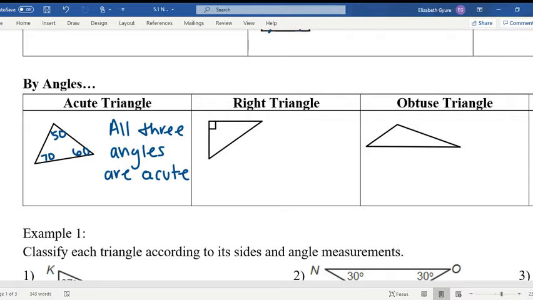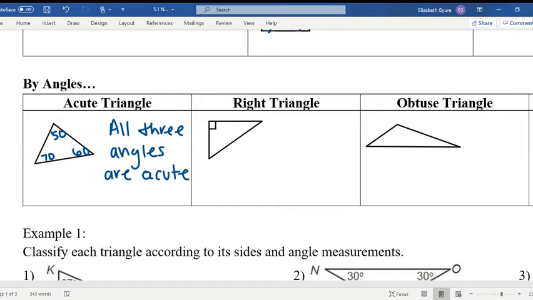Did I pick 70, 50, and 60 just because I feel like it? Or do you think the angles of a triangle, something special always has to happen with them? 180. Yeah, all the angles of a triangle have to have a sum of 180. Okay, so whatever you see, or if you're picking things for labeling, make sure they add to be 180. That's a property we'll talk about on the next page.